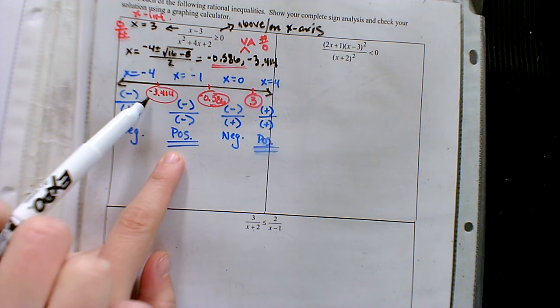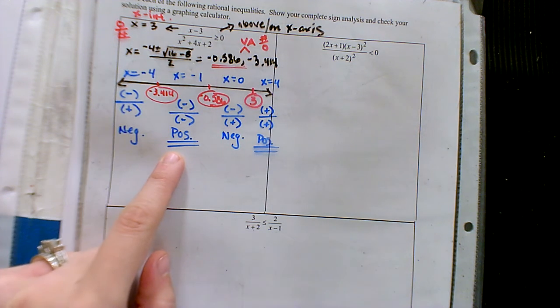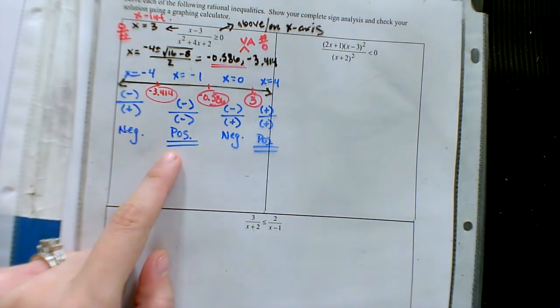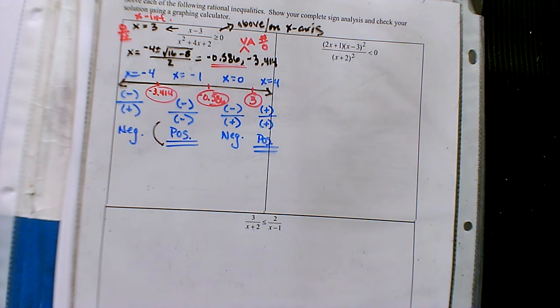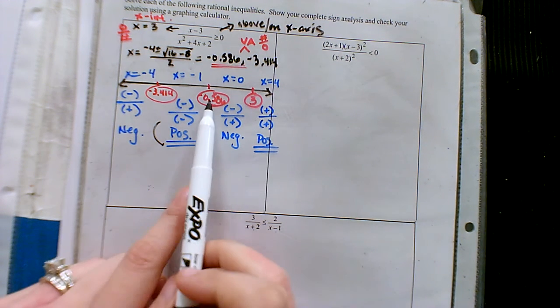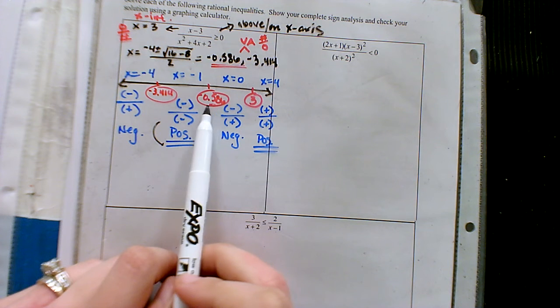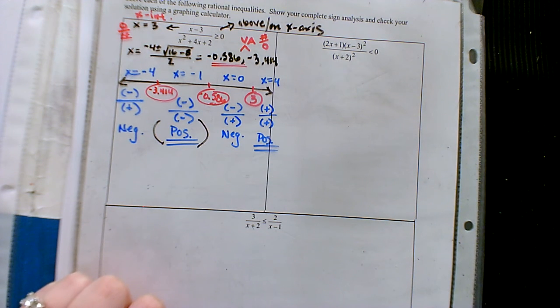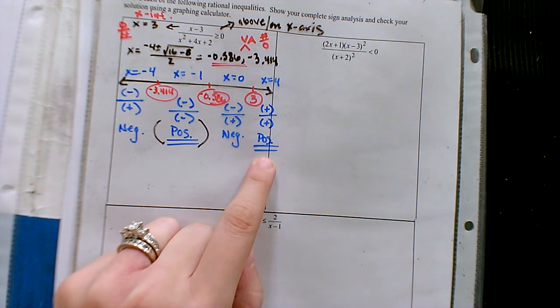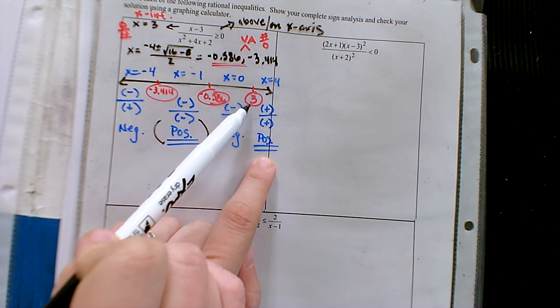What did we classify this negative 3.414 as? Yeah. It's a vertical asymptote, which means you can't include it. There's no physical point there. You have that dotted imaginary line on the graph. There's no physical graph at that spot. The same thing is going to happen at this negative 0.586, because that was another vertical asymptote. So that interval has two parentheses. The other interval, though, can we include 3?